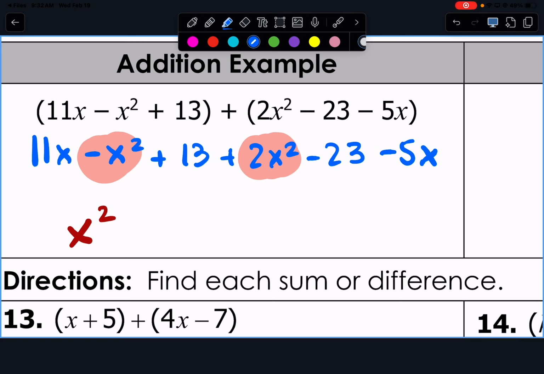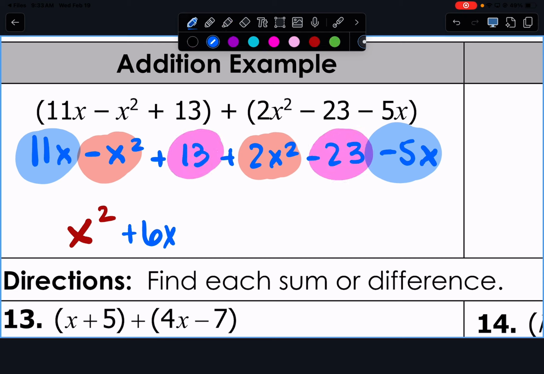Now, the next term would be our term with just a plain old x, right? What are those terms? 11x and negative 5x. What is 11x minus 5x? And then our next term will just be our constants. So it would be 13 and negative 23, which is what? Negative 10. So we would look at 13 and negative 23, and we would get negative 10. We have a quadratic trinomial.